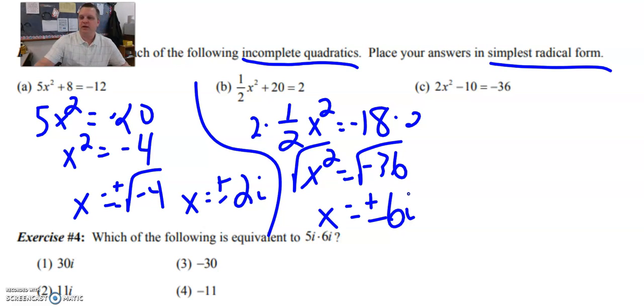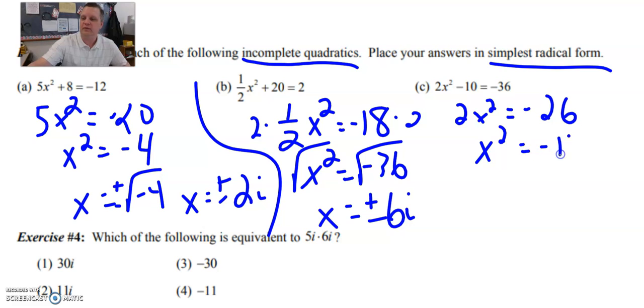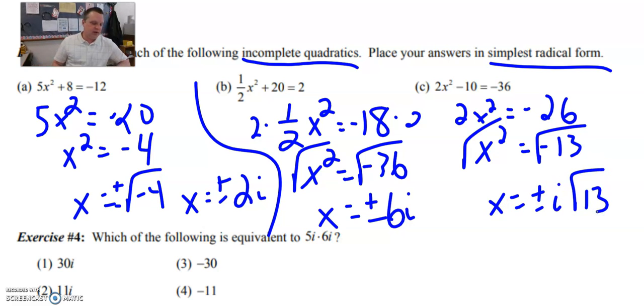Last one, letter C. Bring the 10 over. We have 2x squared equals negative 26. Divide by 2. x squared is negative 13. Square root. So x equals plus or minus i root 13, because you can't break down the square root of 13.